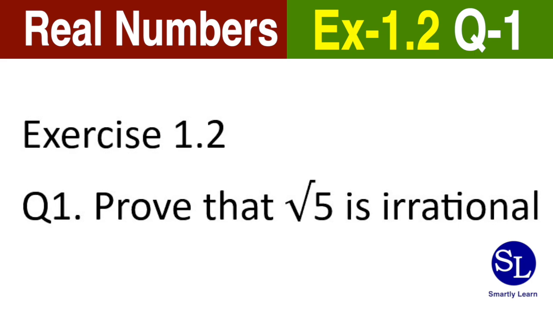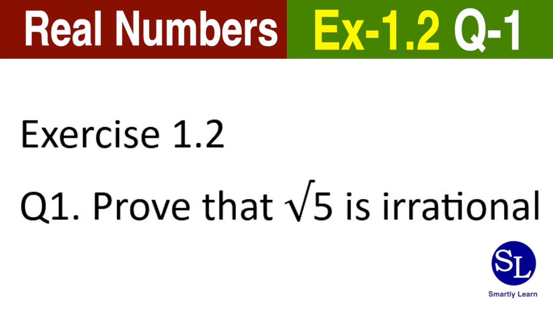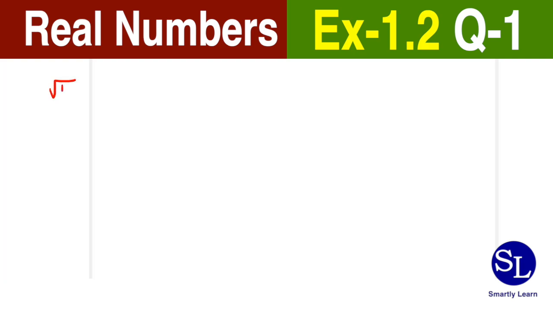I need to prove root 5 is irrational. So I'm going to assume that root 5 is rational. So this is what the assumption is going to be. So from here, my attempt is going to be to disprove this particular statement, that is root 5 is rational. So the moment I disprove this statement, I can claim that root 5 is irrational.